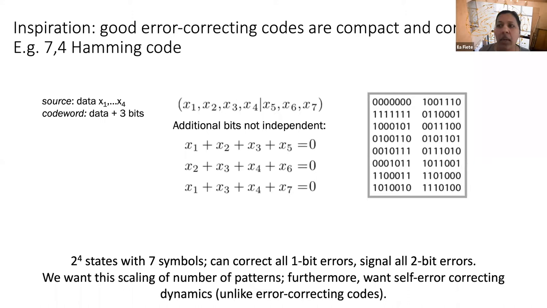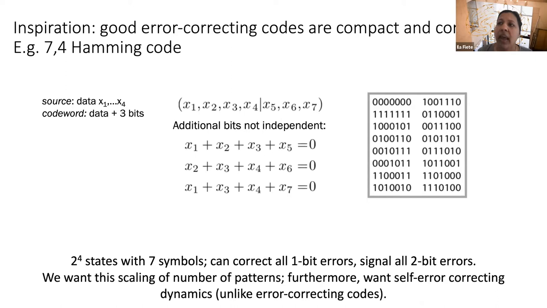So the point is, we want to achieve this kind of scaling of patterns and this robustness of the fixed points. We want to build them into a network, and we want the network to be able to do its own self-correcting dynamics. Unlike in error-correcting codes, like this Hamming code, where we're assuming the existence of a downstream decoder that can take any vector and do the nearest neighbor mapping, finding the closest code word corresponding to the received vector, and then does the decoding.